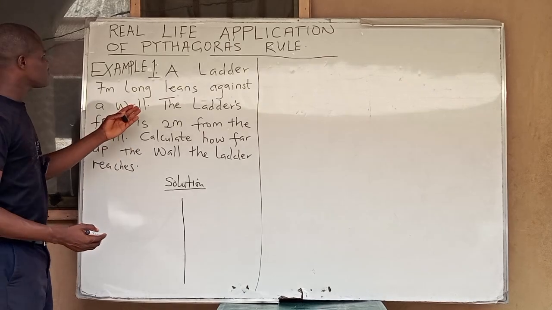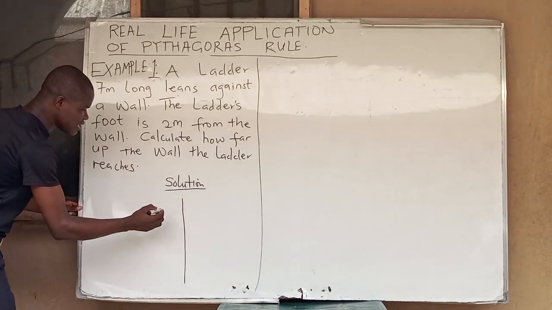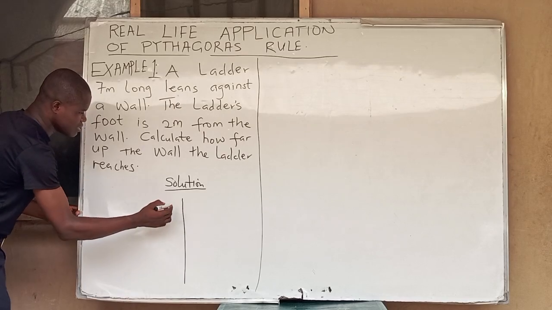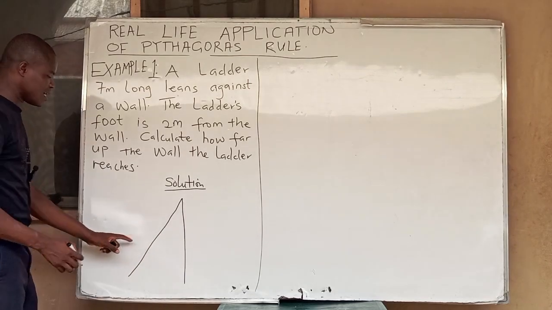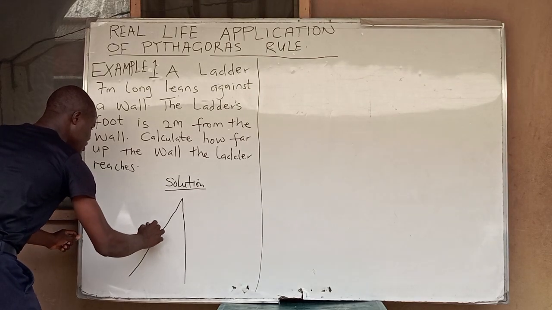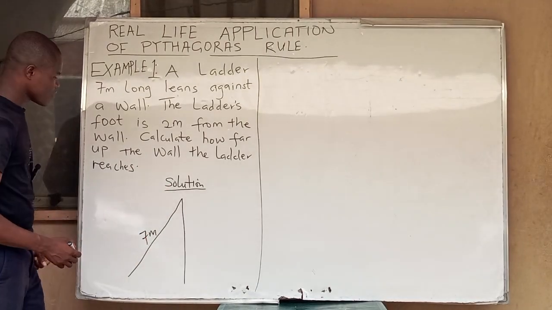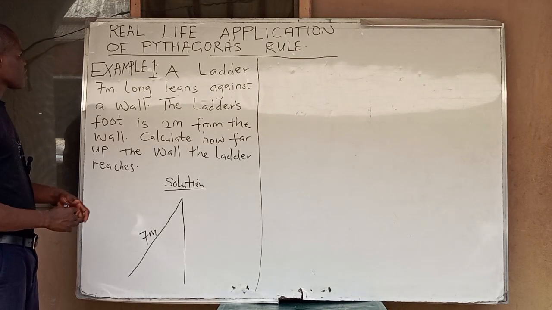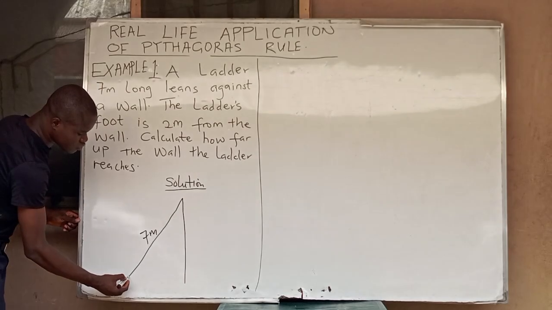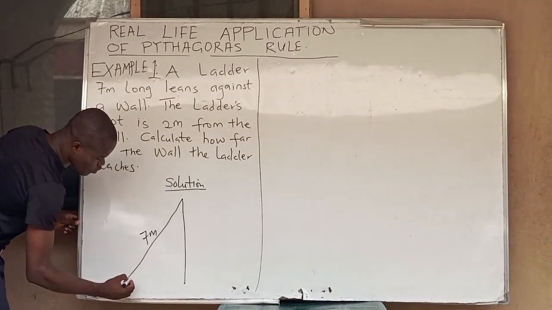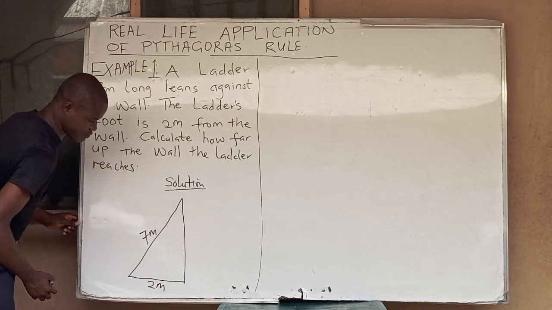The question says that a ladder that is 7 meters long leans against the wall. Of course, that definitely means that if this is the wall, then a ladder should lean on the wall this way. This is the ladder, 7 meters long, and it leans on the wall. Of course, the wall must be vertical. Then the question says the ladder's foot is 2 meters from the wall. This is the ladder's foot, and this is the wall. So the distance from here to here is 2 meters.